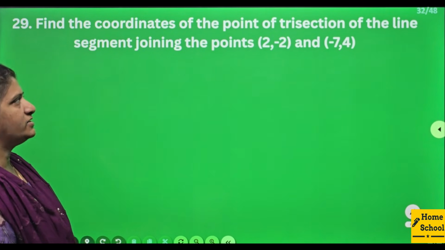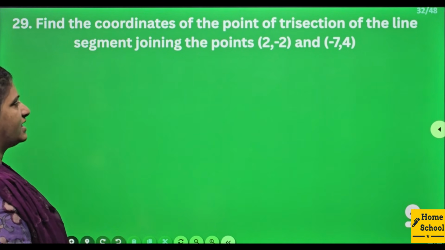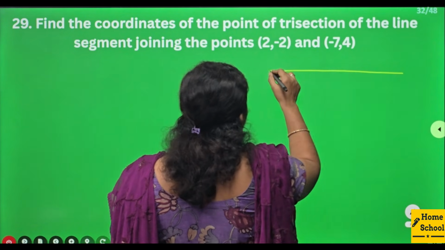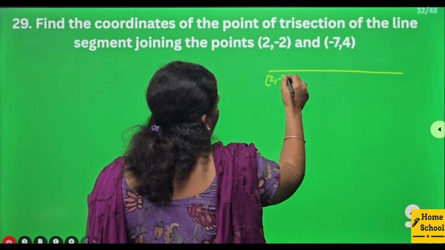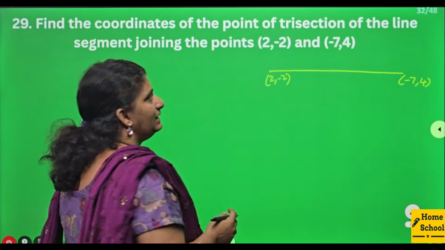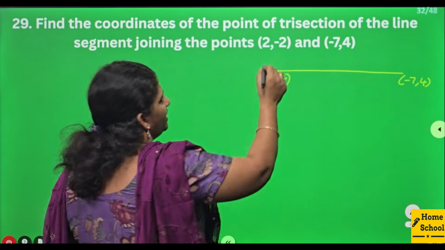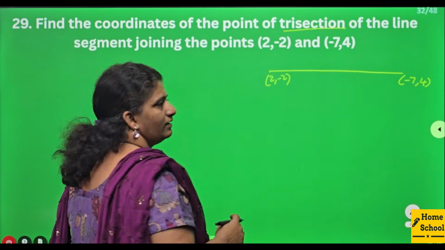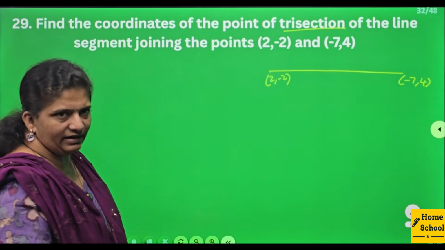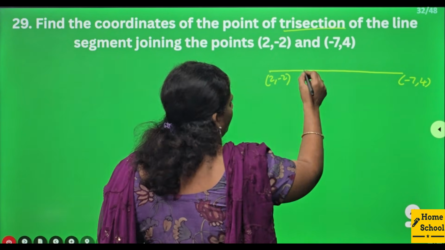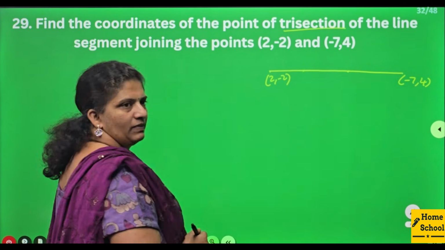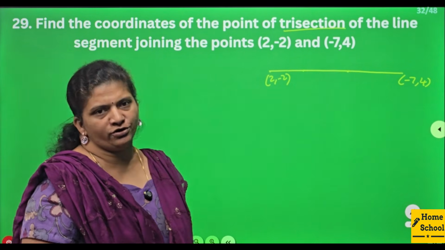29. Find the coordinates of the points of trisection of the line segment joining the points 2, −2 and −7, 4. Trisection. What do you mean by the word trisection? A line segment is divided into 3 parts. So let us make it 3 equal parts. 1, 2, 3 parts. What are the coordinates is your question.